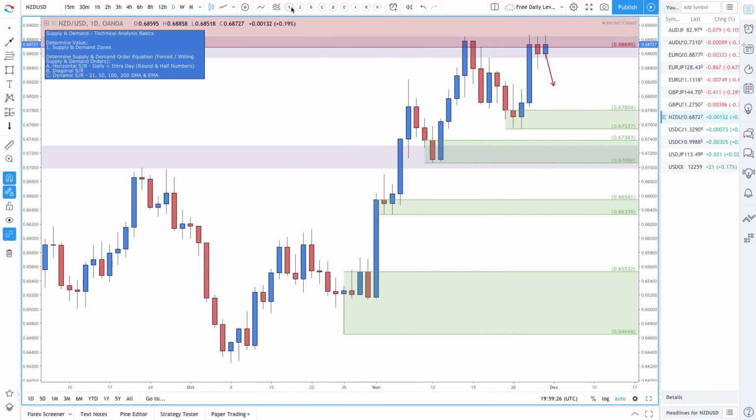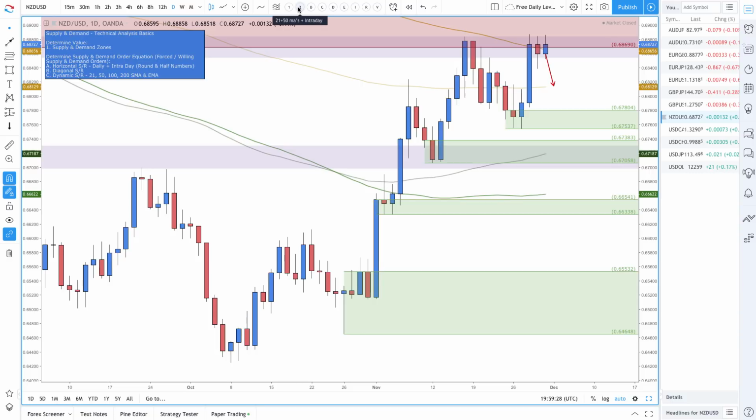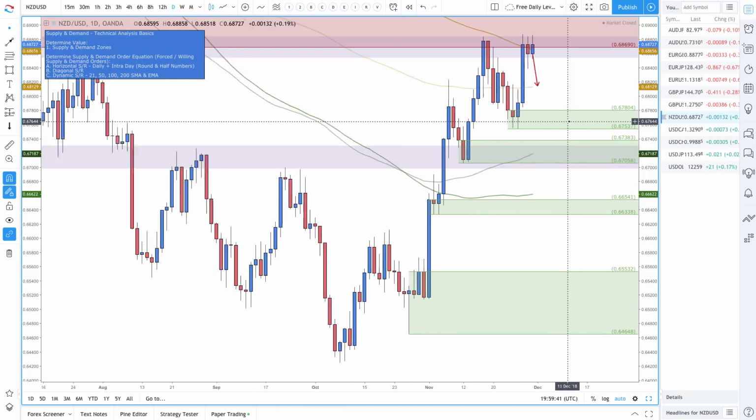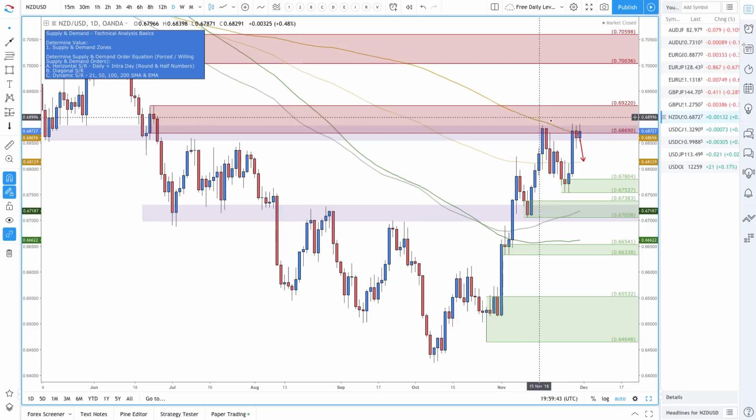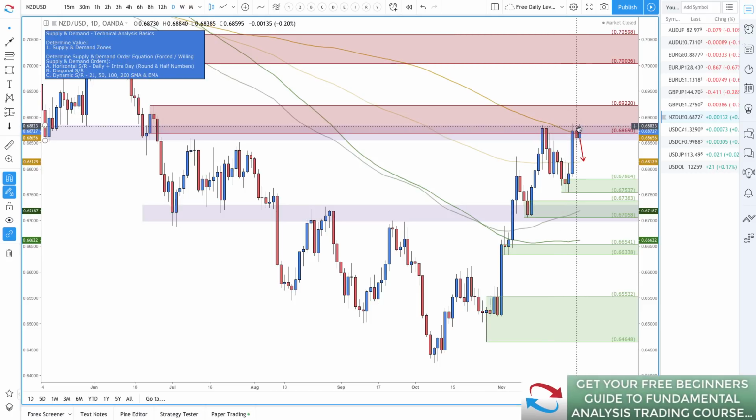Obviously you want to look for the 100 and the 200. If there's any confluence within those zones, you've got the 100 if you're looking to be a buyer of the New Zealand dollar versus the US dollar. But if you were looking to sell, you can see that you have the 200 moving average, which is dynamic resistance, coming into this area.